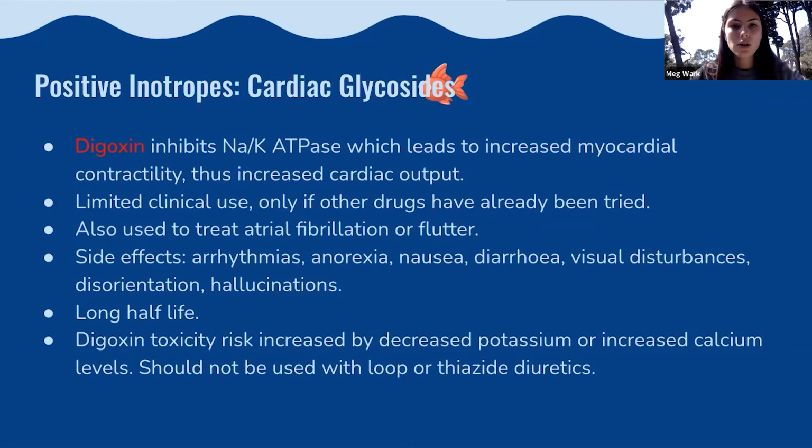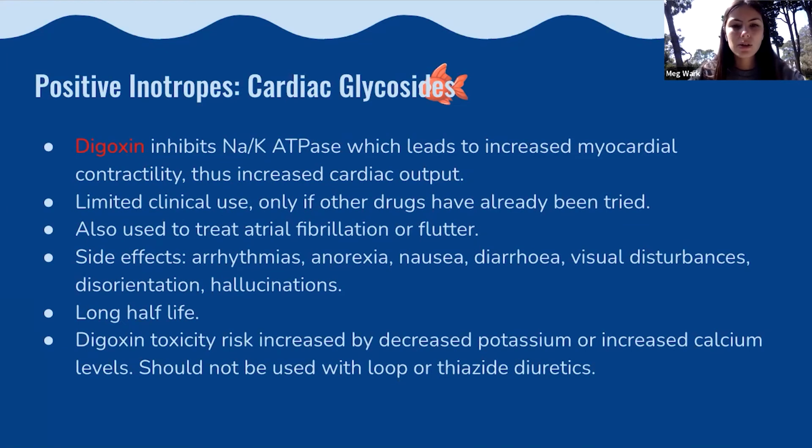Next, we've got the positive inotropes. So the first one is cardiac glycosides, and this is digoxin. So digoxin inhibits the sodium-potassium ATPase pump, which leads to increased myocardial contractility and thus an increased cardiac output. So it's just encouraging the heart to pump a bit harder.